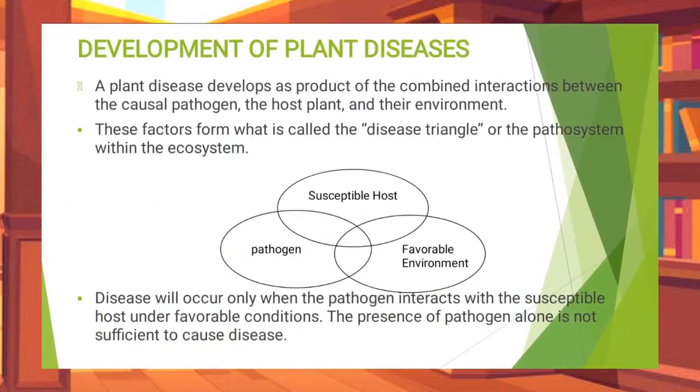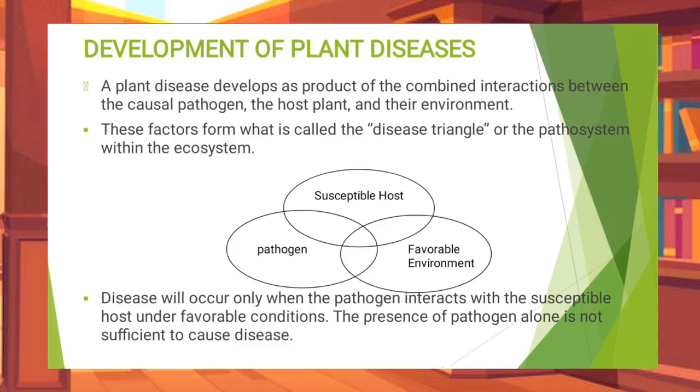Development of plant diseases. A plant disease develops as a product of the combined interactions between the causal pathogen, the host plant, and their environment. This is called the disease triangle. As I said earlier, disease will occur only when the pathogen interacts with the susceptible host under favorable conditions. The presence of the pathogen alone is not sufficient to cause disease. The pathogen really needs a susceptible host to exist and multiply, and it multiplies even more if the environment where the plant is growing favors the pathogen.